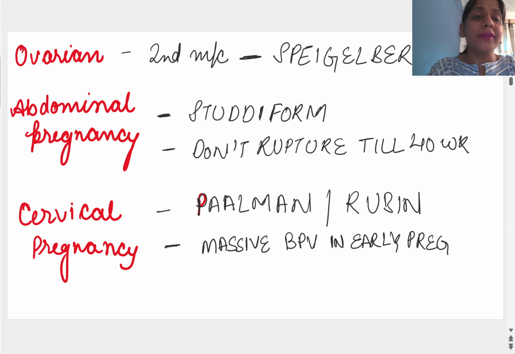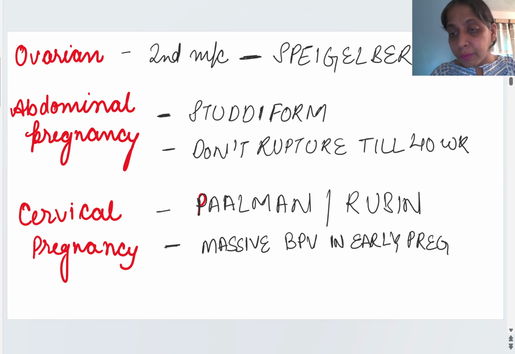Okay, cervical pregnancy criteria is Palmer and Rubin. The abdominal pregnancy, as there is a lot of space in the abdominal pregnancy, it does not rupture till 40 weeks. And if there is cervical pregnancy, whenever we do a PV examination in early pregnancy, the patient will bleed a lot. The whole Palmer blood red, RBC, Rubin. That is Palmer and Rubin criteria. There is massive bleeding in early pregnancy.